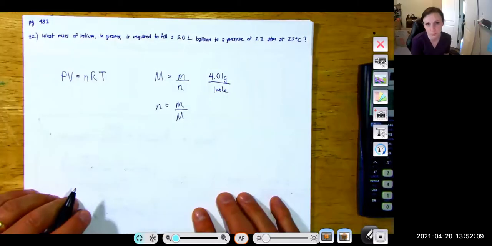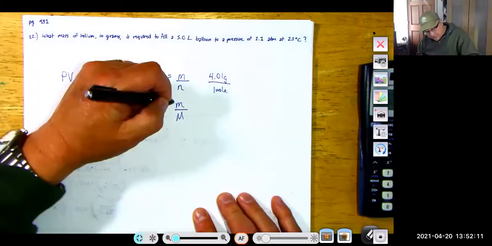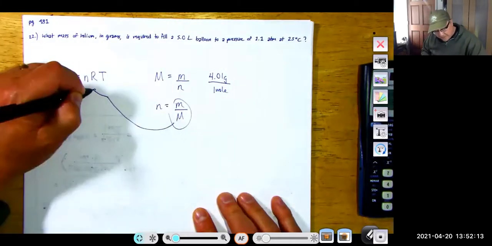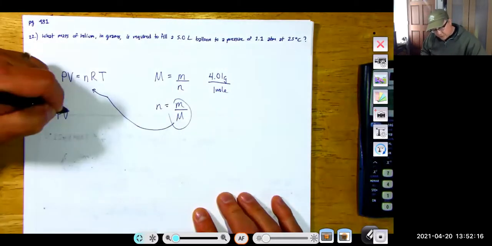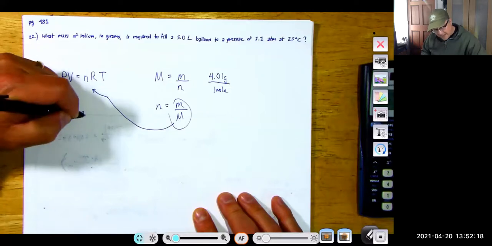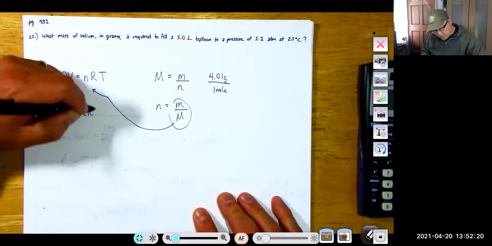I'm going to take this and put it in over here. And now we have PV is equal to mass times RT over molar mass.